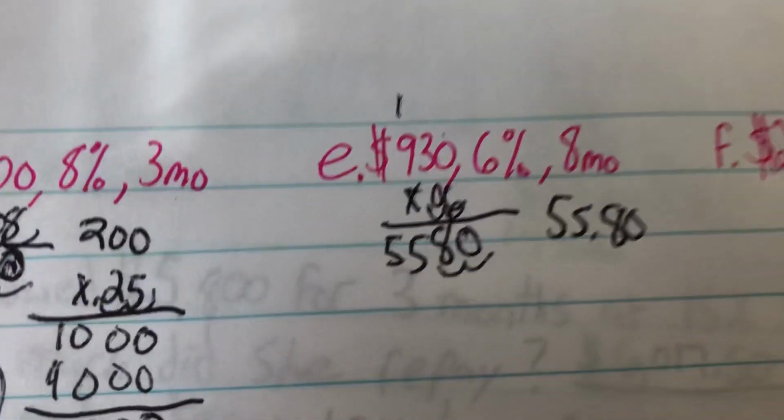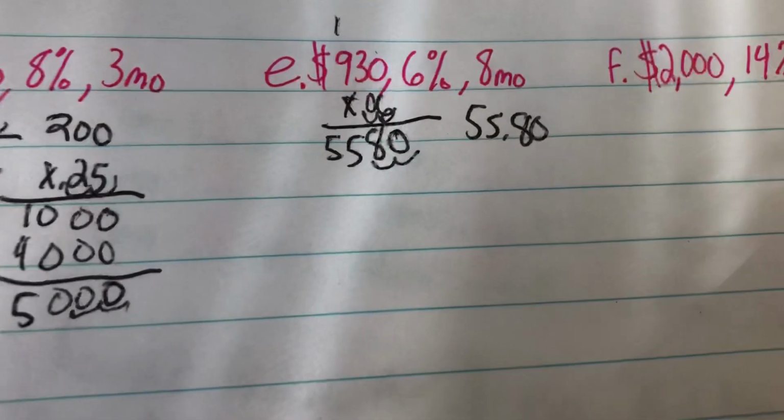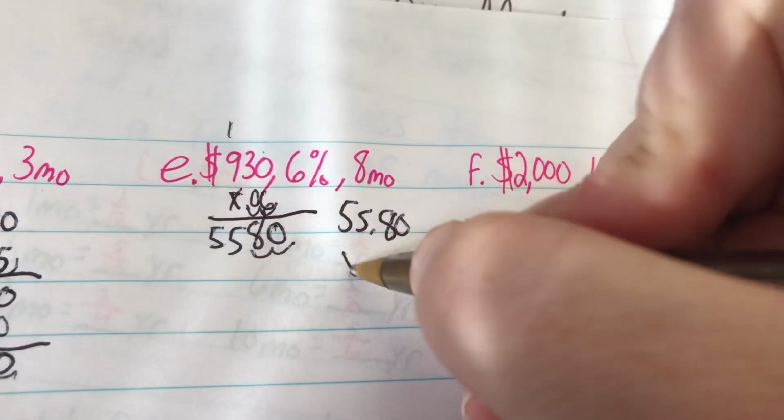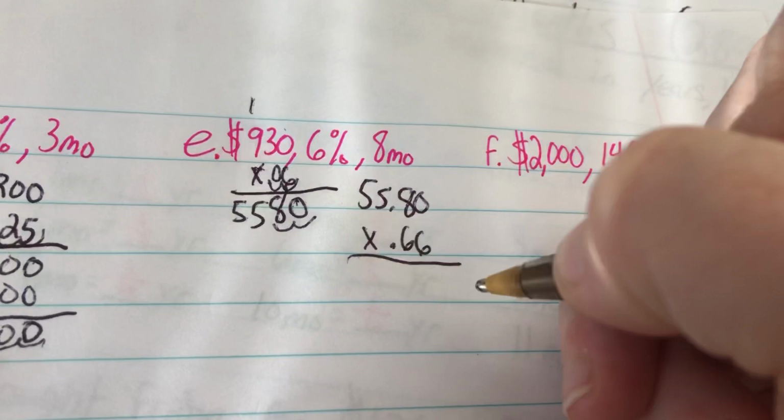Okay, and then 8 months, remember, is 2/3 of a year. 2/3, our decimal for that is 0.66. It's repeating, but we stop at that. It's 0.66.